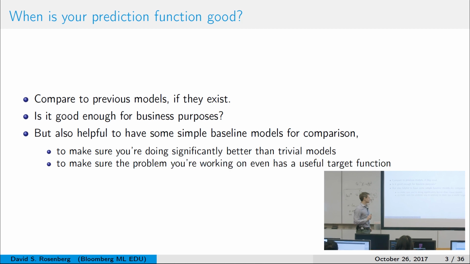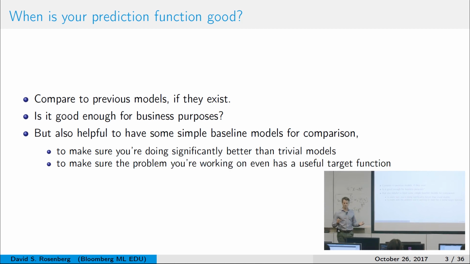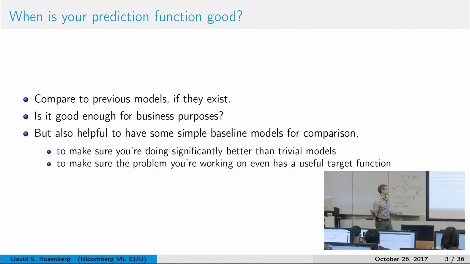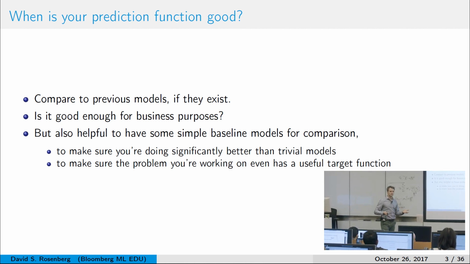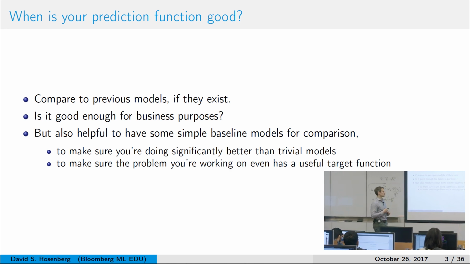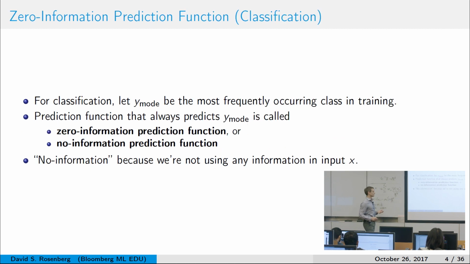And it's important to make sure you're doing better than some trivial model. You may start with some very complicated, fancy model. It takes a lot of computational resources. Some neural network running on a $100,000 GPU machine, and you should verify that the thing you're ending up with is better than some trivial prediction function or some simple linear model on 3 features or something like that.